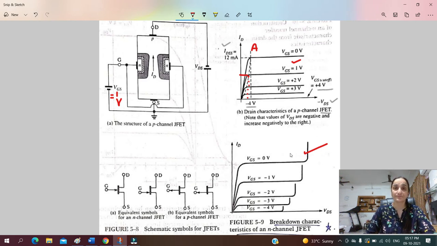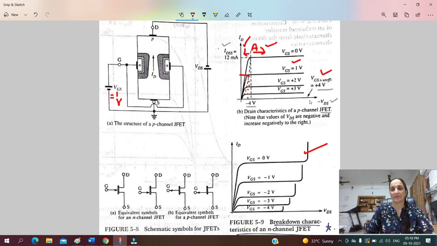Now the region to the left of A is the ohmic region, the voltage controlled resistance region. To the right of A is the active region, saturation region, or pinch off region. This JFET needs to be operated in this pinch off region if we have to use it for small signal amplification. Now what is this VGS cutoff, which is also equal to VP, the pinch off voltage?